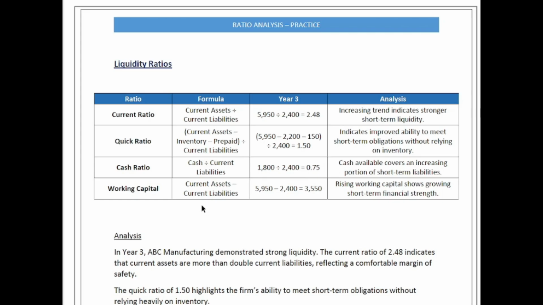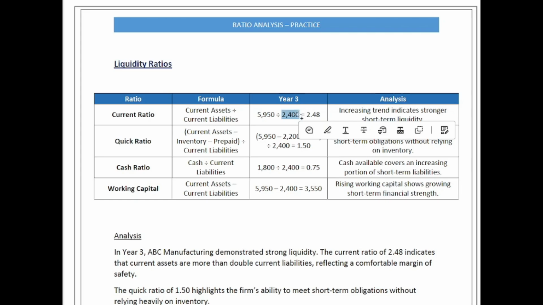Again, the working capital. The formula for working capital is current assets minus current liabilities. In this case, the current asset we already discussed for the current ratio: 5,950 minus 2,400. That means 3,550.